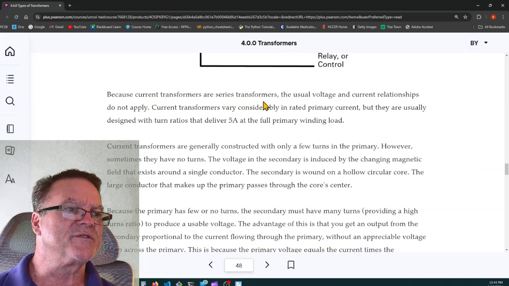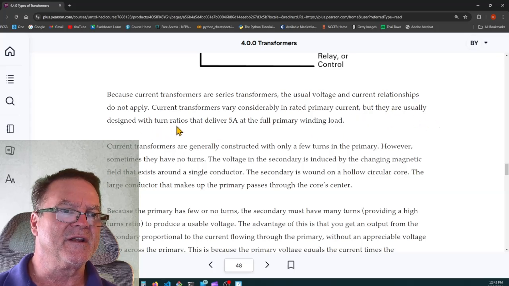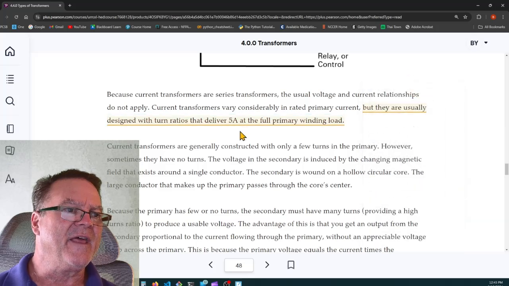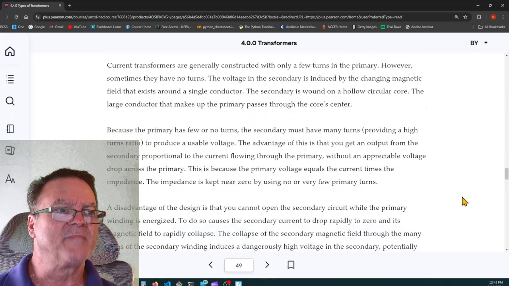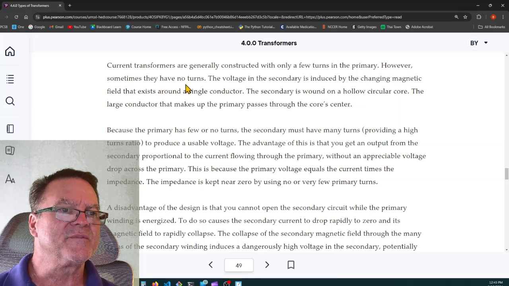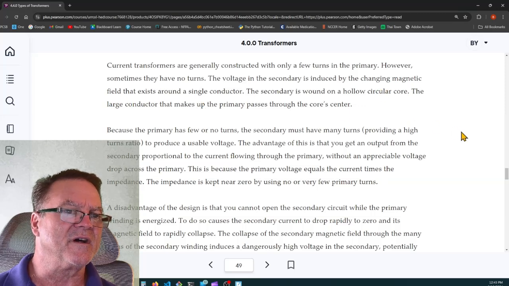Because current transformers are series transformers, the usual voltage and current relationships do not apply. Current transformers vary considerably in rated primary current, but they're usually designed with a turns ratio that delivers 5 amps. I'm going to highlight that. They usually have a secondary that will max out at 5 amps. Current transformers are generally constructed with only a few turns in the primary. However, sometimes they have no turns. The voltage in the secondary is induced by the changing magnetic field that exists around a single conductor.